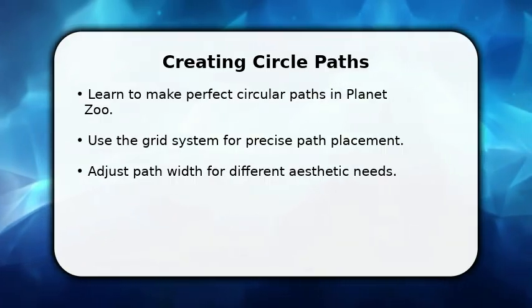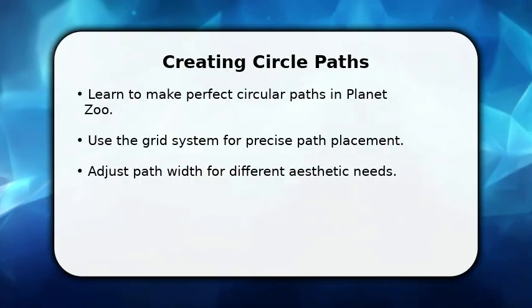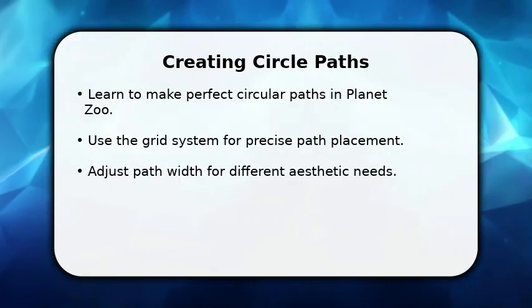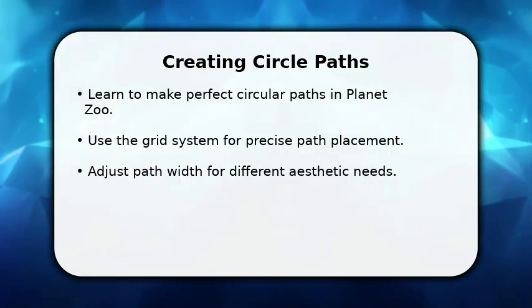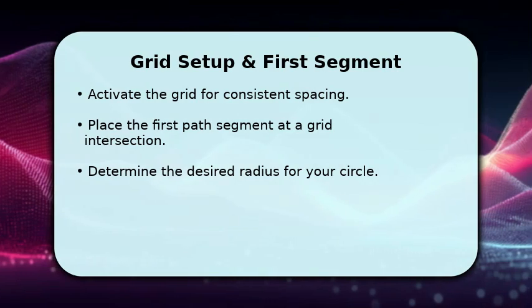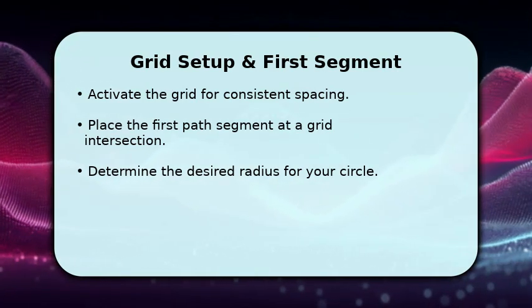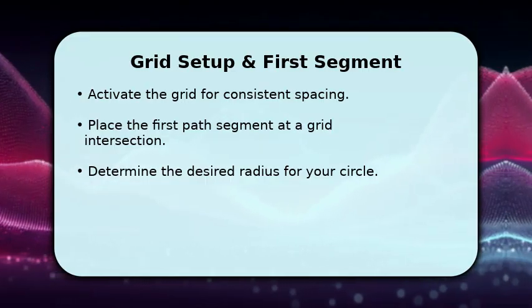We'll focus on creating a smooth, visually appealing circular shape using simple techniques. Get ready to enhance your guest areas with beautiful, flowing pathways. To begin, open the Path menu and click the grid icon to activate grid snapping. This is crucial for an easy method.